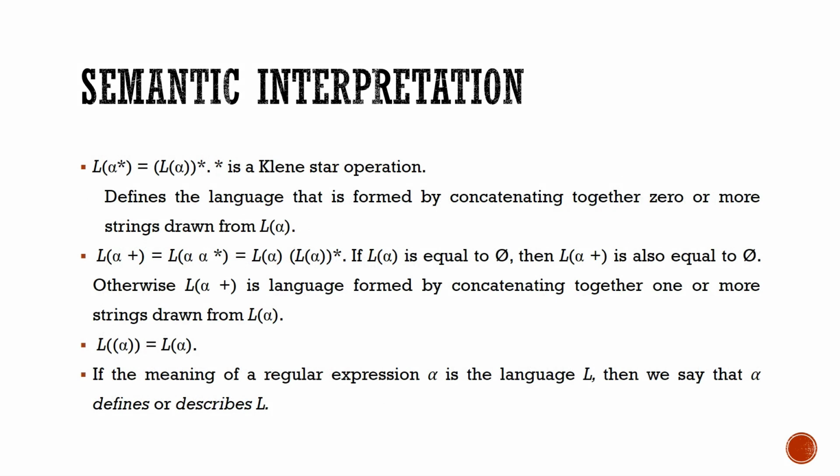Then next, the language accepted by alpha star is the language accepted by alpha whole star. Star is the Kleene star operation, which stands for zero or more strings drawn from this language. Alpha plus stands for at least one occurrence, which is not equal to null. At least one occurrence we need, that is, one or more strings drawn from the language of alpha. Then inside the parentheses, it is of the same meaning.